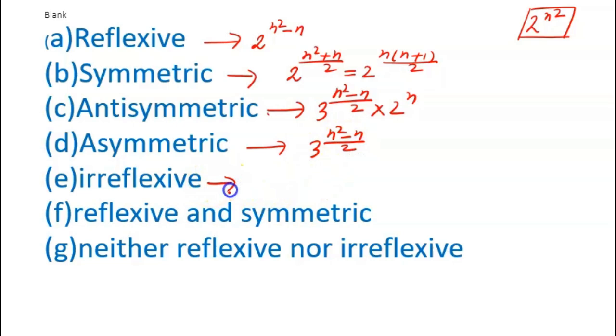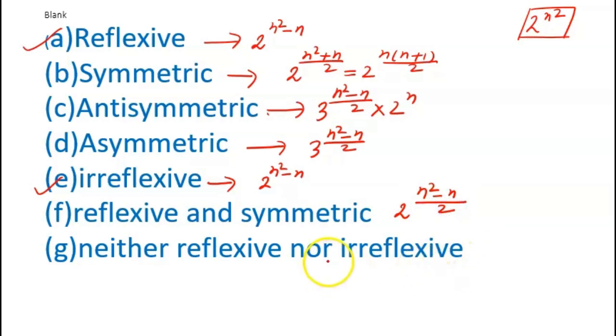How many irreflexive relations were there? We have counted irreflexive as 2 to the power n square minus n. Reflexive and irreflexive are both the same, 2 to the power n square minus n. And you have noted the difference also. In reflexive, all the diagonal elements must be 1. In irreflexive, all the diagonal elements must be 0. Those relations which are reflexive and symmetric both, we have counted them, and it was 2 to the power n square minus n by 2.